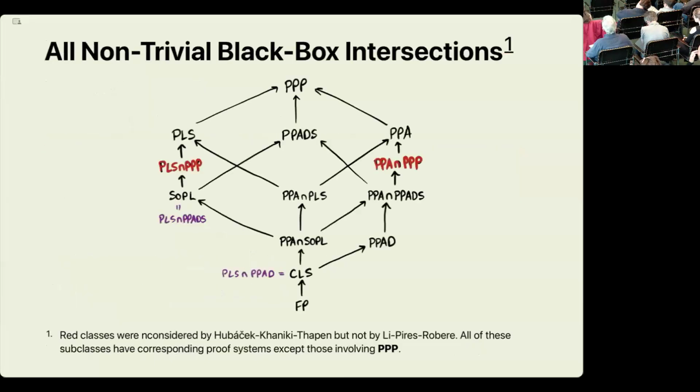And just for the sake of putting it down, here's a picture of all of the non-trivial black box intersection classes. When I write this picture, all of these classes have their own complete problems, and there's black box separations between every single pair of them. The red systems were considered by Neil and his co-authors, but not in our paper. And also all of these subclasses have corresponding proof systems, which you can think of as being kind of like fragments of resolution. Except for these red ones, these things involving PPP, because again, we don't really have a proof system for PPP.